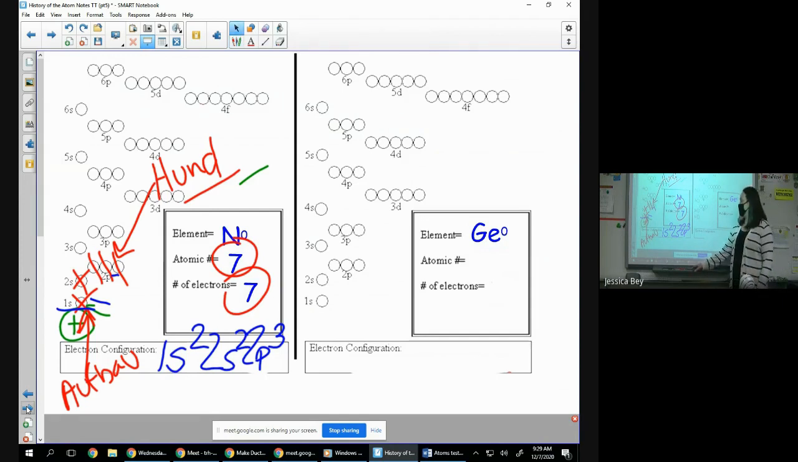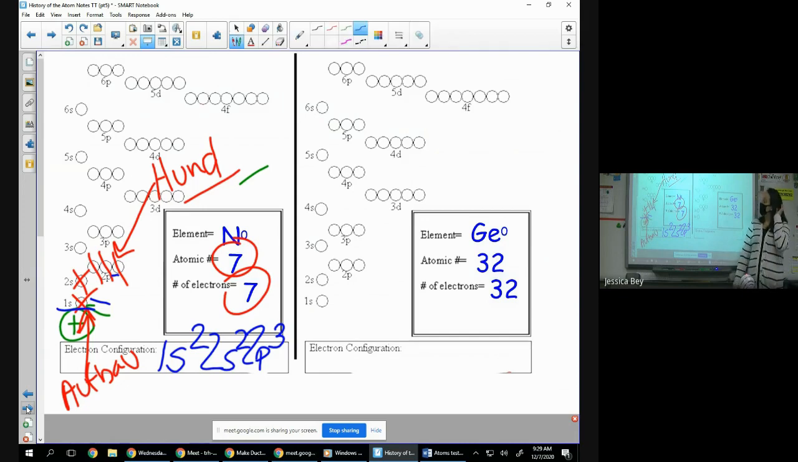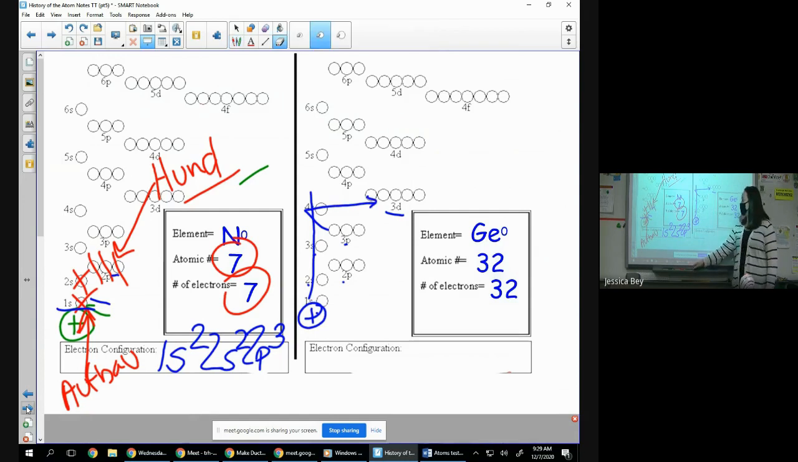Germanium is a little bit larger. If you look up germanium, it has 32 protons. So to be neutral, it'll need 32 electrons. Please note, you see 1s, 2s, 2p, 3s, 3p, and you see another 3d here, but this 4s just happens to be closer to the nucleus. So we fill 4s before we fill 3d. That's just the way it goes. So you just fill it up. Aufbau would say you fill it up closest to the nucleus first.